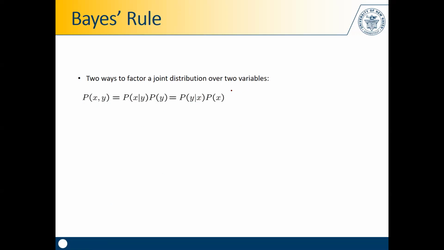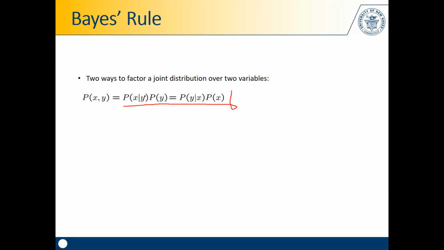Think about the difference of these two in practice. In one, we are assuming that we've observed the evidence y, and we want to reason about x. In the other, we say that we've observed evidence x, and we want to reason about y.